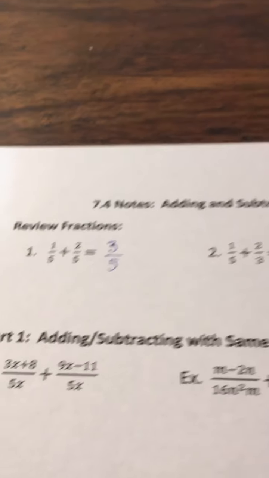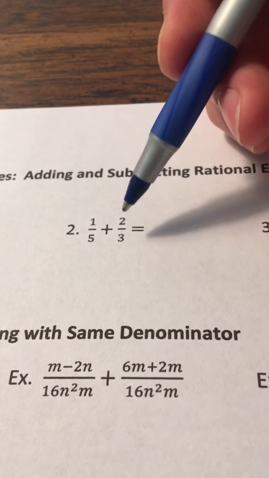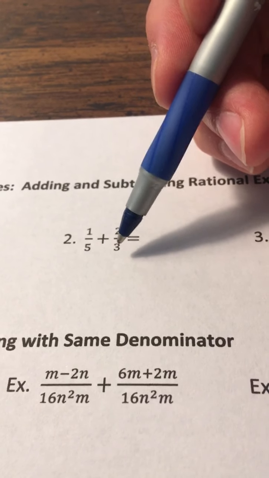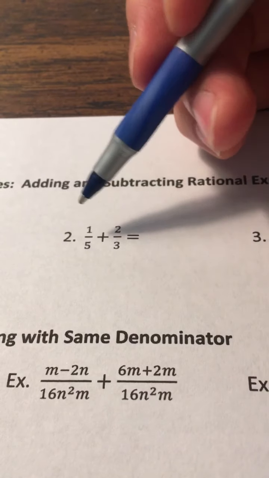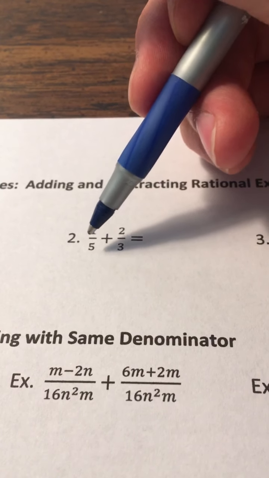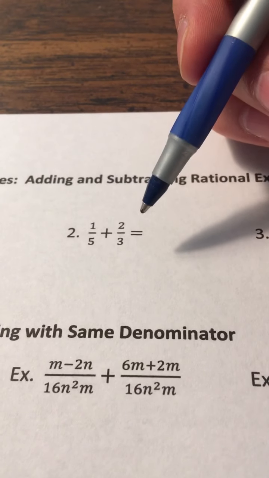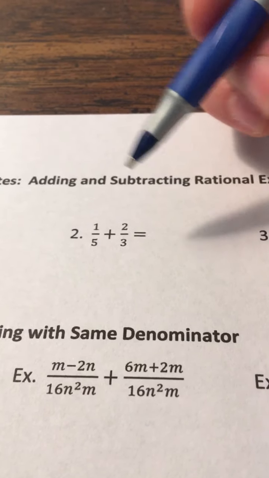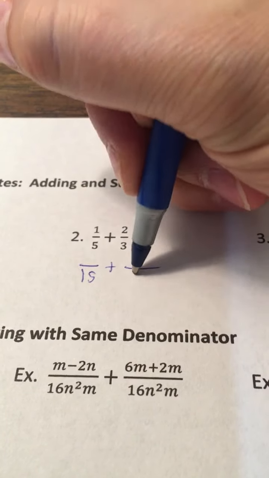So if you don't have a common denominator, like in this problem, you have to get one. So 1/5 plus 2/3, I want to know the common denominator of 5 and 3. I'm looking for the least common multiple. Just think about it: if you count by 5s, 5, 10, 15, 20, you count by 3s, 3, 6, 9, 12, 15. The first number to show up in both lists is going to be 15. So I'm going to change both of these into a common denominator of 15.